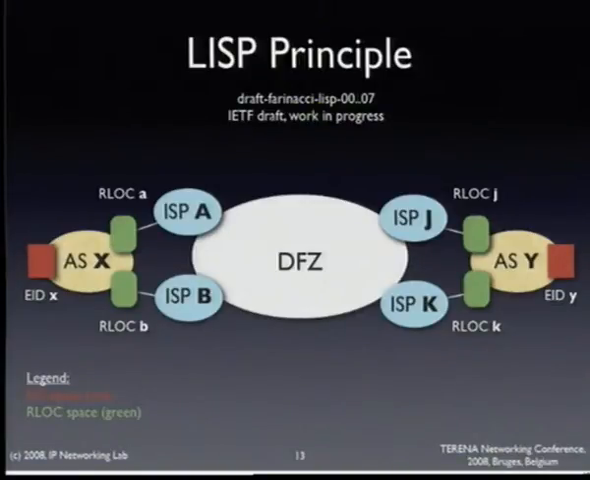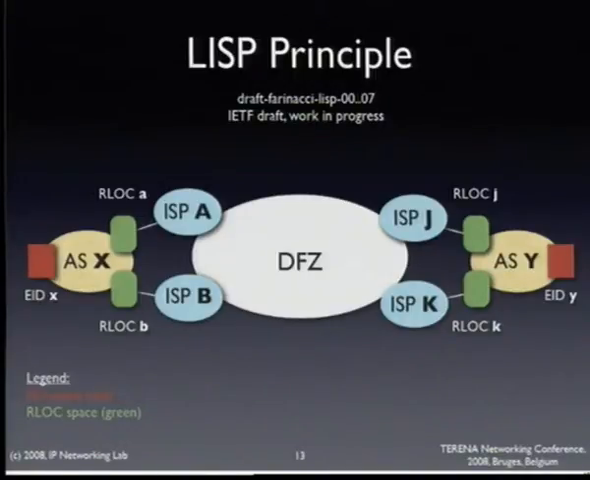Instead, only the prefixes of the core, the ISPs and other transit networks are advertised here. So only the locators. So here we have IDs, and we have one border router of ASX that has one IP address in ISP A, that is locator A of ASX, and another locator for the other border router that belongs to the address space of ISP B. And it's the same for ASY. So ASY has two locators, locator J and locator K.